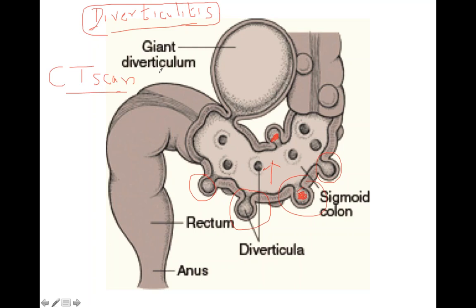So an older patient with left lower quadrant pain has diverticulitis, and the diagnostic test of choice is CT scan. If the patient is a younger patient with right lower quadrant pain, that is appendicitis, and the diagnostic test of choice, again, is CT scan. Clear?